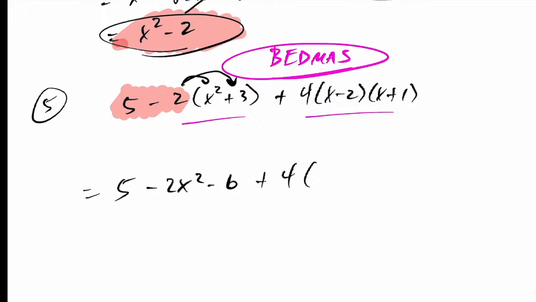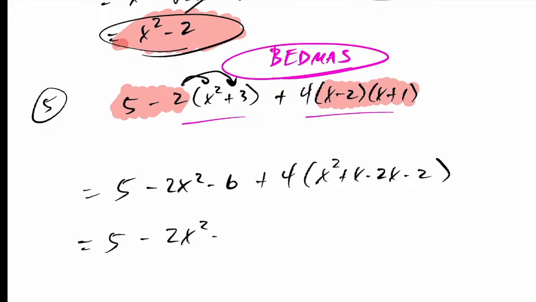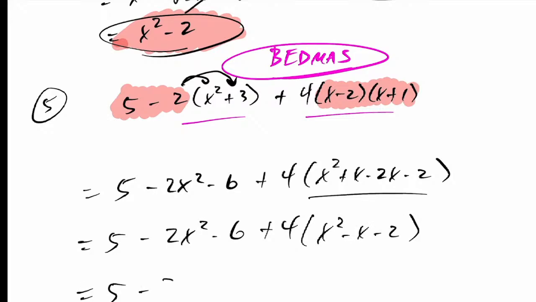This here, like we talked about, you're going to go ahead and expand this out using your FOIL. You're expanding the product of these two binomials first. And then now I can jot this all back out. And before you distribute, you should always simplify. And then I can distribute the 4. So it becomes 4x squared minus 4x minus 8.